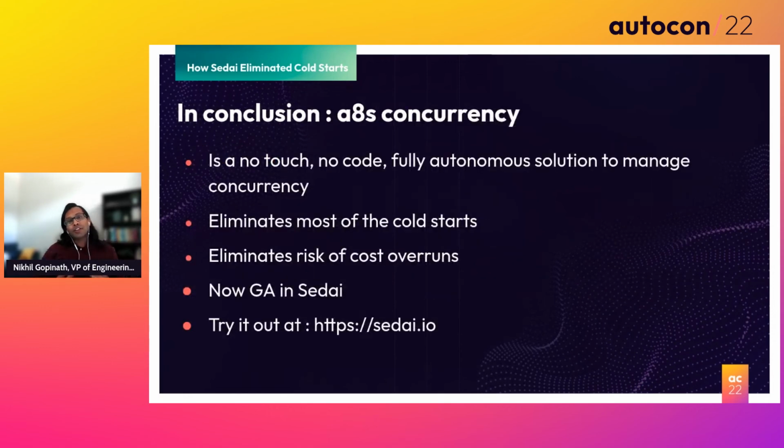So in conclusion, autonomous concurrency is a no-touch, no-code, and fully autonomous solution built into Sedai to manage your concurrency setting. It eliminates pretty much most of the cold starts with zero risk of cost overruns, right? So this, we believe, would be the final solution to end all cold starts. This feature is now generally available in Sedai, so all customers will be able to take advantage of this feature. And if you haven't tried this out yet, I request you to go to sedai.io and try it out yourself.